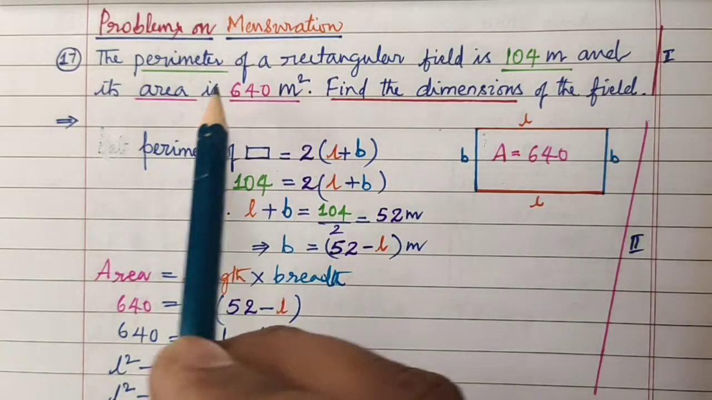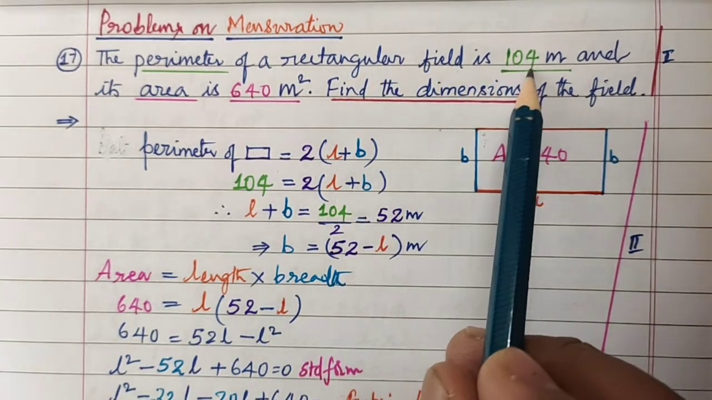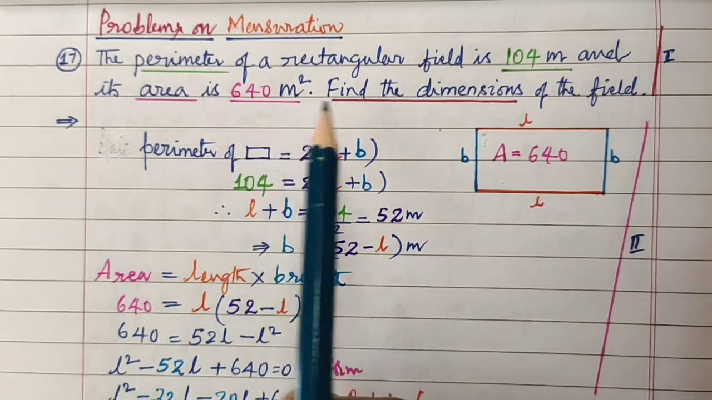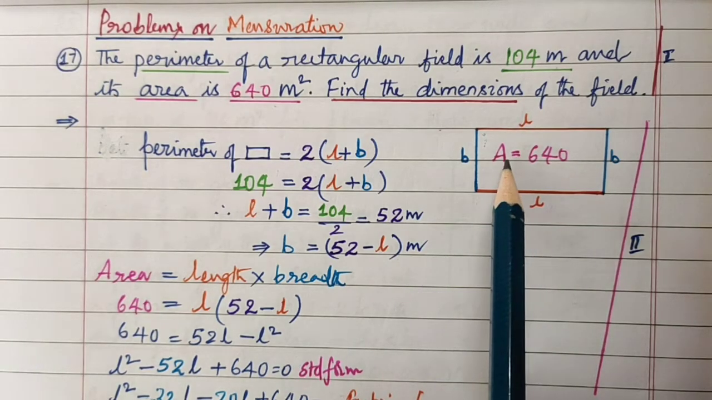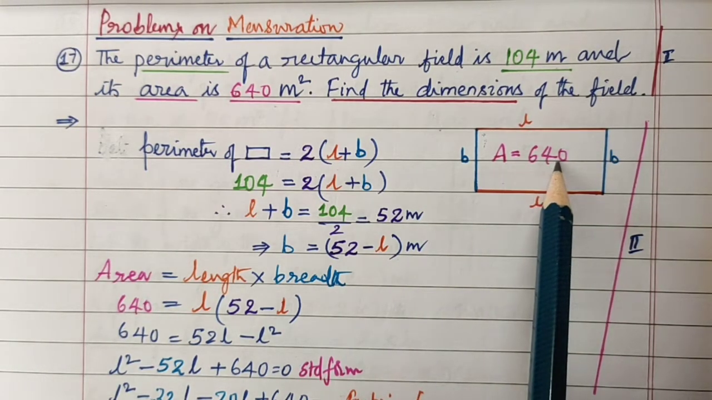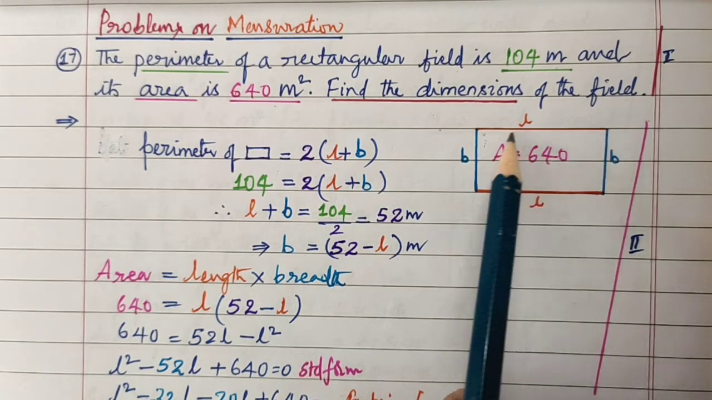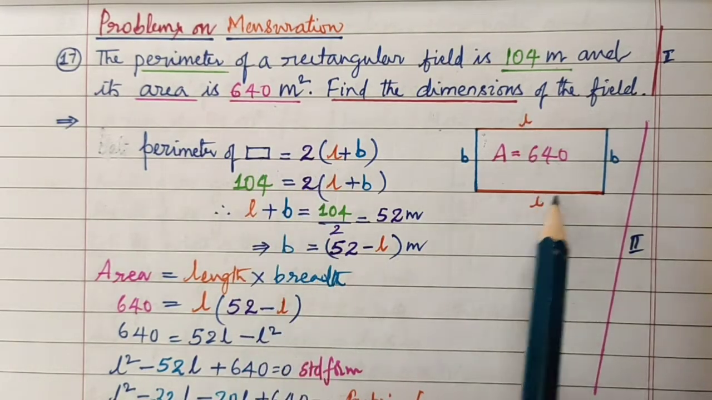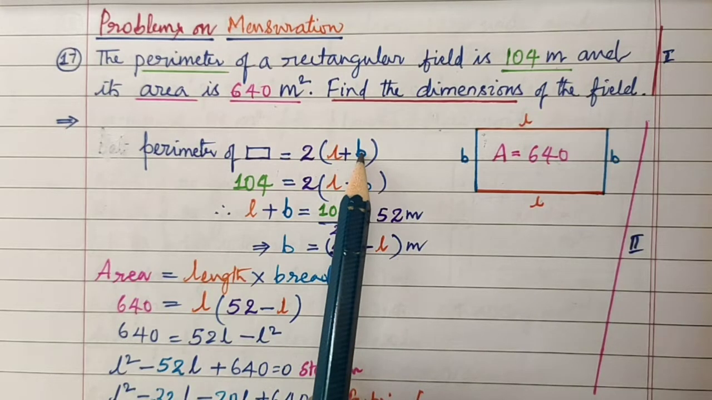Problems on mensuration. The perimeter of a rectangular field is 104 meters and its area is 640 meters square. Find the dimensions. They have given the perimeter and the area of the rectangular field. We need to find the dimensions. The area of that rectangular field is 640 meters square. Then the perimeter is given as 104. Perimeter is 2 times length plus 2 times breadth. That will be 2 into L plus B.